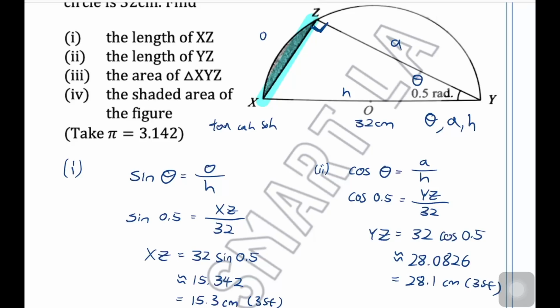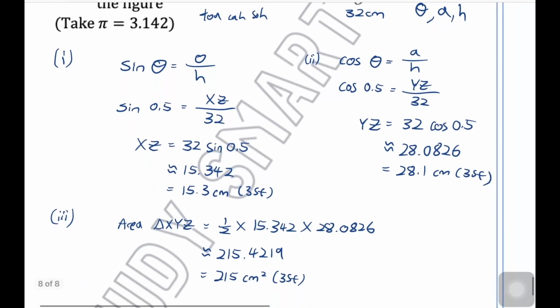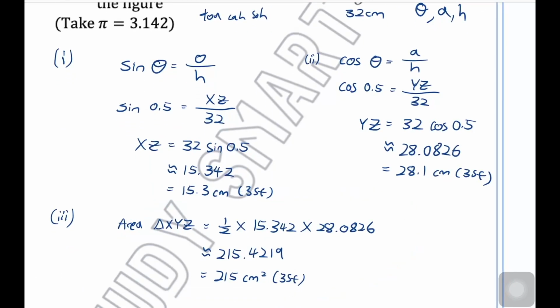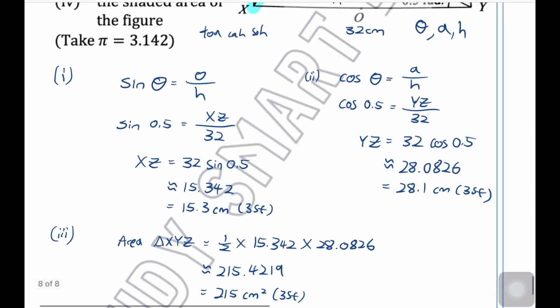So, yeah, we can just do half times base times height first, and then later on you can revise your half AB sine C. Okay, so part 3, very straightforward. Half times base times height. I wouldn't spend too much time explaining anymore. So just use the length that you found, and then multiply by half. Okay, and then 3SF because that's the final answer that I want.